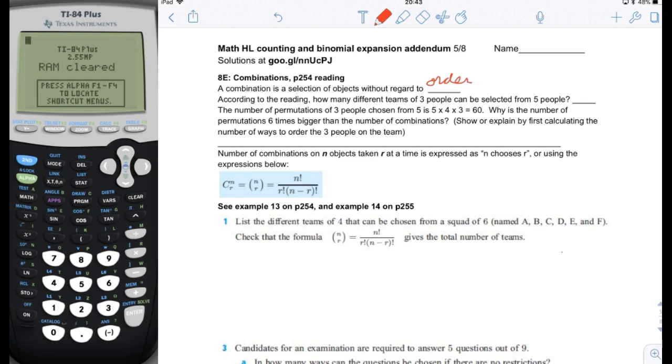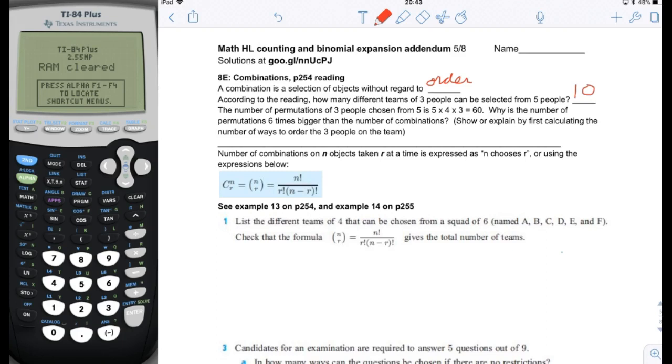According to the reading, how many different teams of 3 people can be selected from 5 people? If you look at the page 254 reading, you will see that there are actually 10 ways to select 3 people from a group of 5. Say the 5 people are named A, B, C, D, E. One way to select 3 people out of A, B, C, D, E is A, B, C. Another way would be A, B, E.